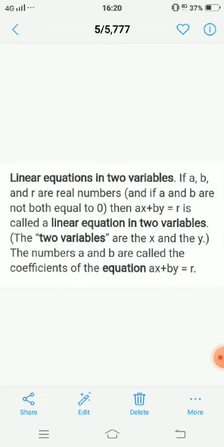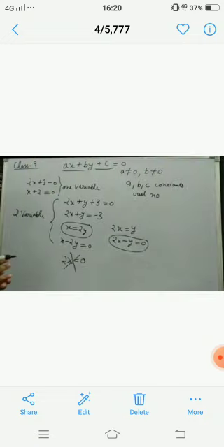Now here is again the definition for linear equations in two variables. Now here see, in your lower classes, for example, right now you people are in 9th standard, in your 8th standard you people have studied linear equations with one variable. So now I'll make you clear what do you mean by variable and what do you mean by constant terms. Now here you know the general form of linear equation.